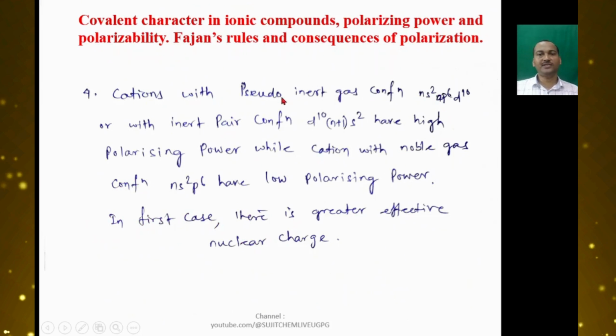So cations with pseudo inert gas configuration like ns2 np6 d10 or with inert pair configuration (n-1)d10 ns2 have high polarizing power, while cations with noble gas configuration ns2 np6 have low polarizing power. So in the first case there is greater effective nuclear charge.